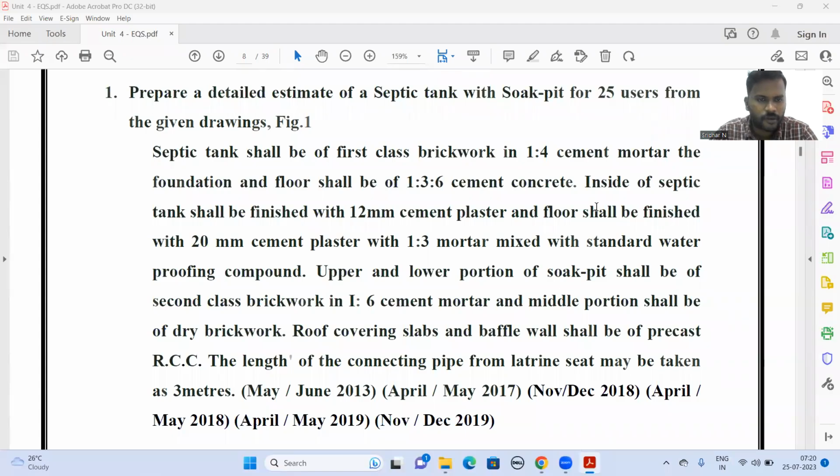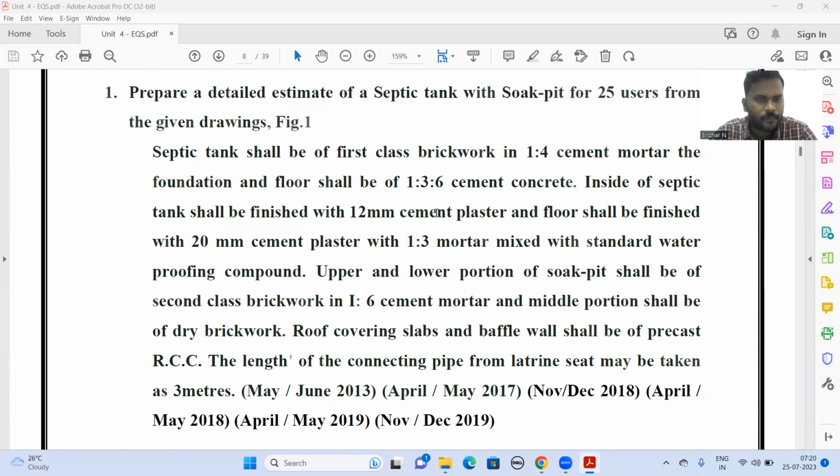Good morning, students. Today we will see unit 4, that is the estimate of the other structures. Estimate of the other structures again will include soak pit, culverts and roads. These three structures will be our fourth unit. First we will see the septic tank estimation.